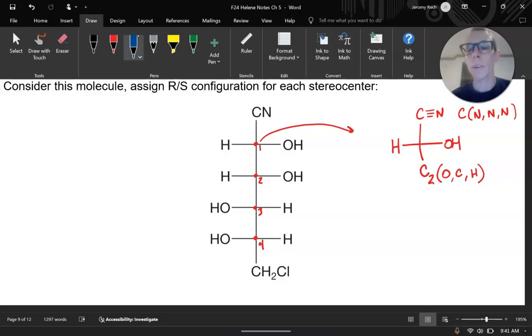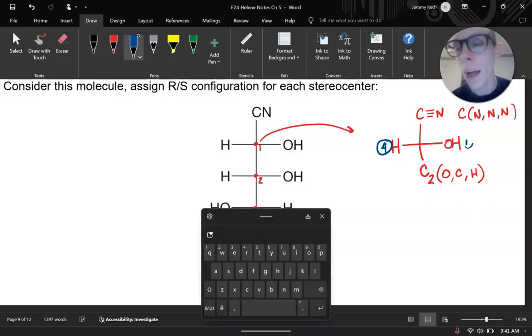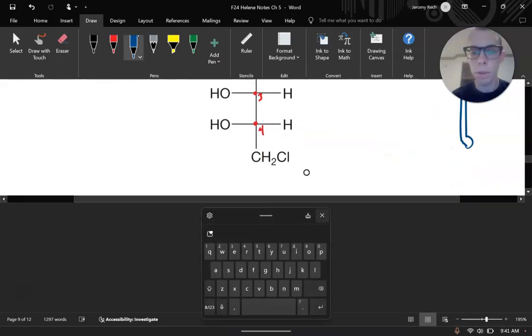And our very first thing is we're going to look at the very first atom that's connected to our carbon 1. Starting at noon, we have a carbon, and then oxygen, carbon, and hydrogen. So our hydrogen we know is going to be the smallest, so we're going to give that an assessment of a 4. And we know our oxygen is going to be our biggest.